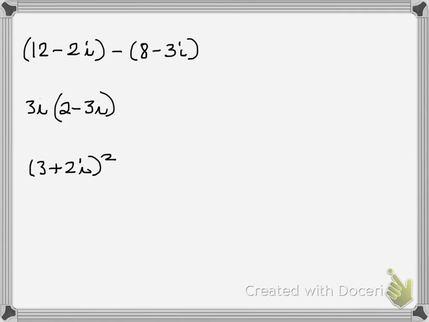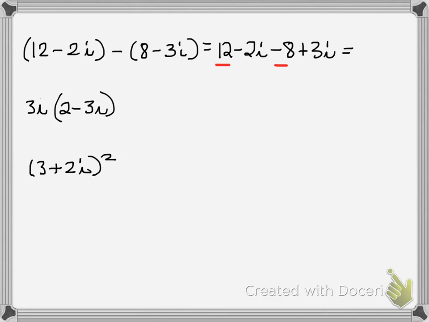All right, so what we're going to do now is just do some operations with imaginary numbers. And they just behave like variables, so it's really pretty simple. If I take this first one here, I'm going to have 12 minus 2i, and then I'll distribute this negative here and here. So that'll be minus 8 plus 3i, and then I'm just going to combine the like terms.